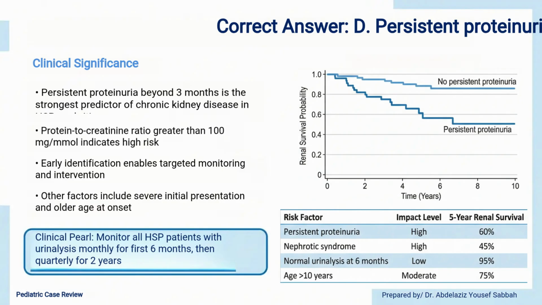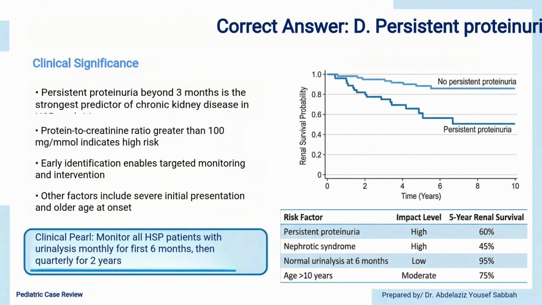Persistent proteinuria beyond 3 months is the single strongest predictor of chronic kidney disease in children who have had Henoch-Schönlein purpura nephritis. A urine protein to creatinine ratio greater than 100 milligrams per millimole indicates high risk for progressive renal disease. Early identification of this pattern enables targeted monitoring and intervention before irreversible damage occurs. Other risk factors for poor renal outcome include a severe initial presentation and older age at onset of the condition.